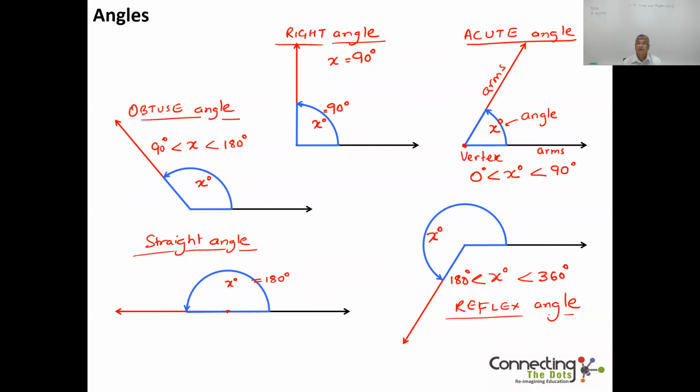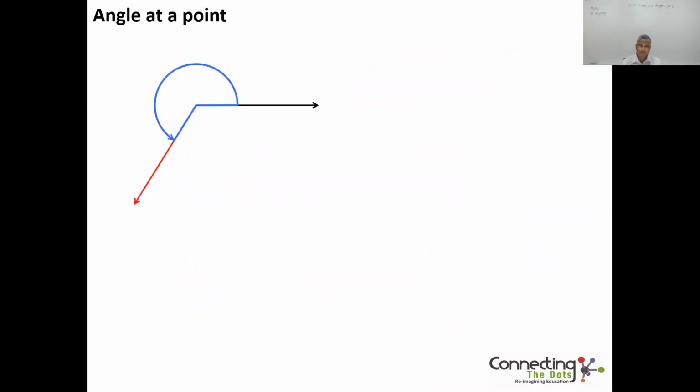All right. So you have studied all this all along, right? 6th standard, 7th standard, 8th standard, 9th. Now in 9th we are revising again. Okay. So that's a reflex angle. So this was the reflex angle, right? We said this is x degrees and it's more than 180 and less than 360.